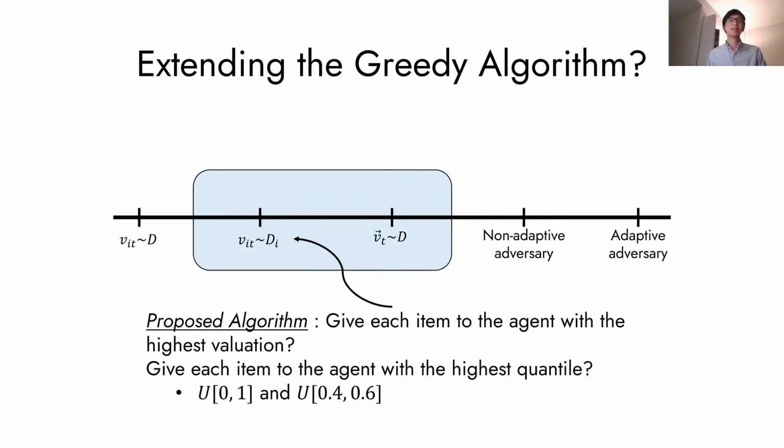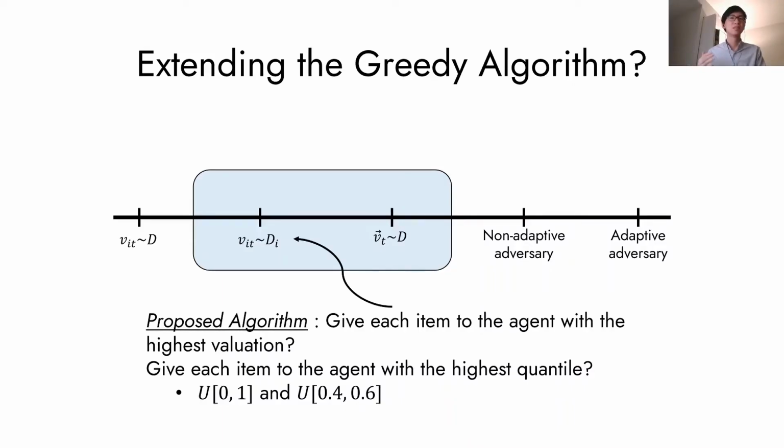So what happens if we try to extend this very simple algorithm to the stronger adversaries? For example, what about when agents' distributions are no longer identical, but still independent? Since we now need to normalize between different distributions, one reasonable approach would be to give each item to the agent for which the value of the item is in the highest quantile for the distribution compared to other agents. So unfortunately, while this still can guarantee fairness, it's not going to be Pareto efficient.